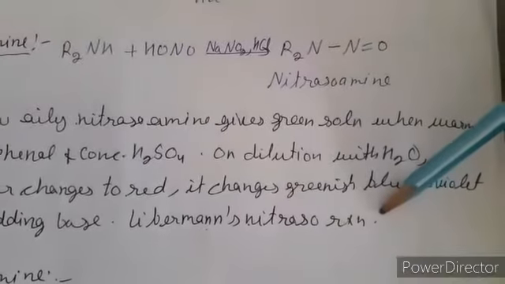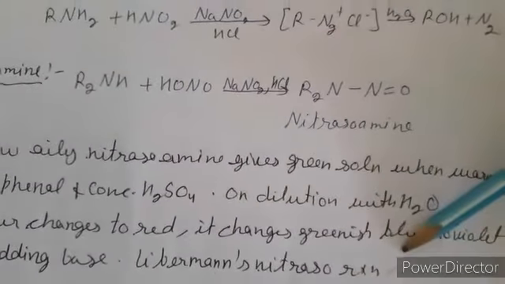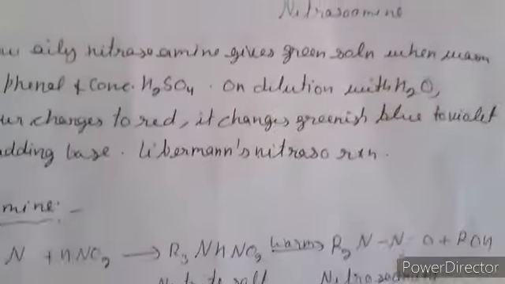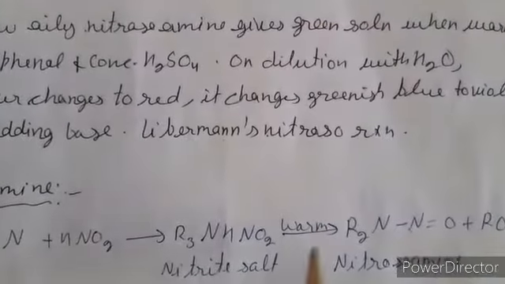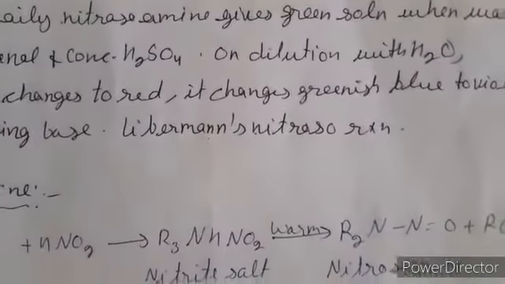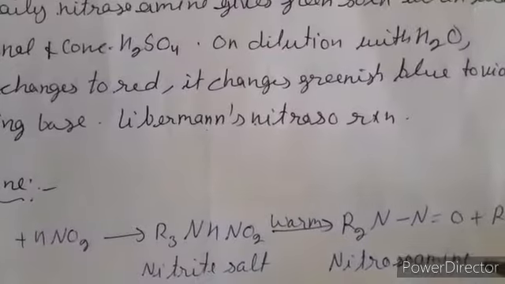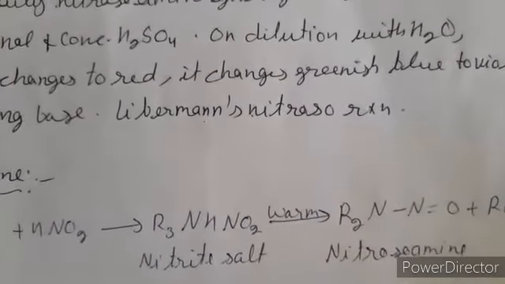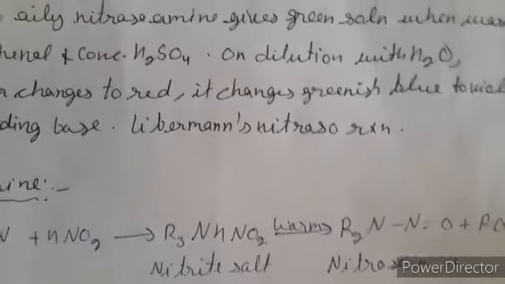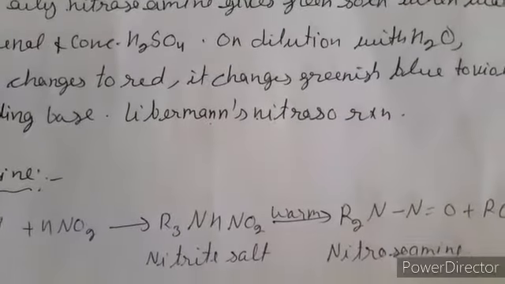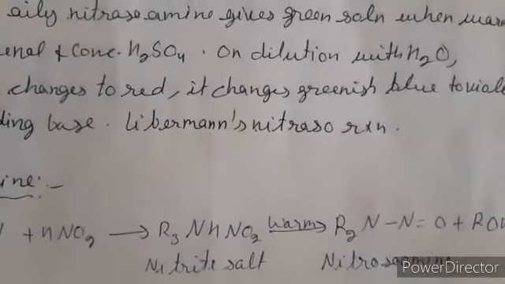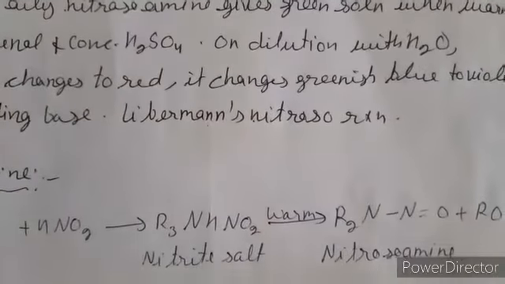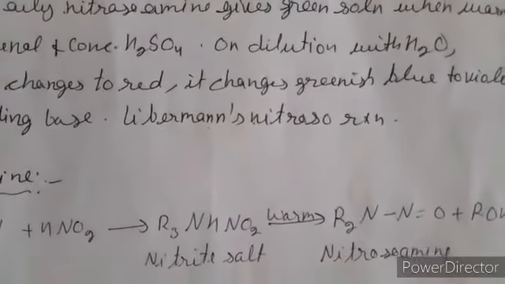This test is only used for secondary amines. Next, a tertiary amine reacts with nitrous acid to produce a nitrite salt. Upon warming, it forms a nitrosoamine along with phenol. In this way, the primary, secondary and tertiary amines react with nitrous acid, so it is a reaction to distinguish primary, secondary and tertiary amines.